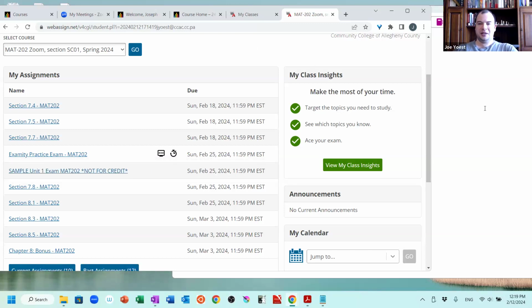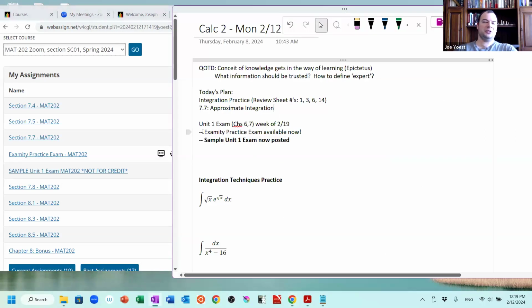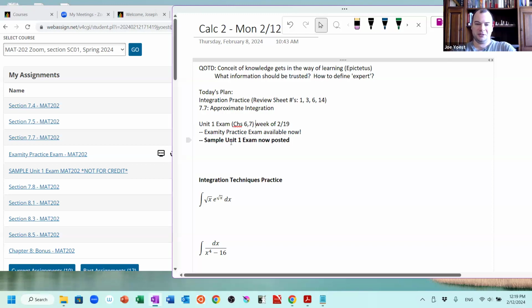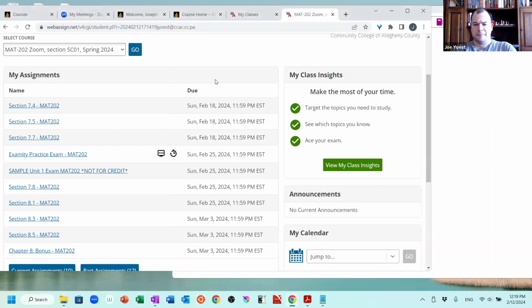The actual exam will be posted, like I said, Monday 2/19 at 9 a.m. For that one, you'll have to go through the Examity process, similar to the Examity practice exam: enter the password, it opens up the exam for you, and then you'll take that exam following the standard exam instructions. Are there any questions on any of that?